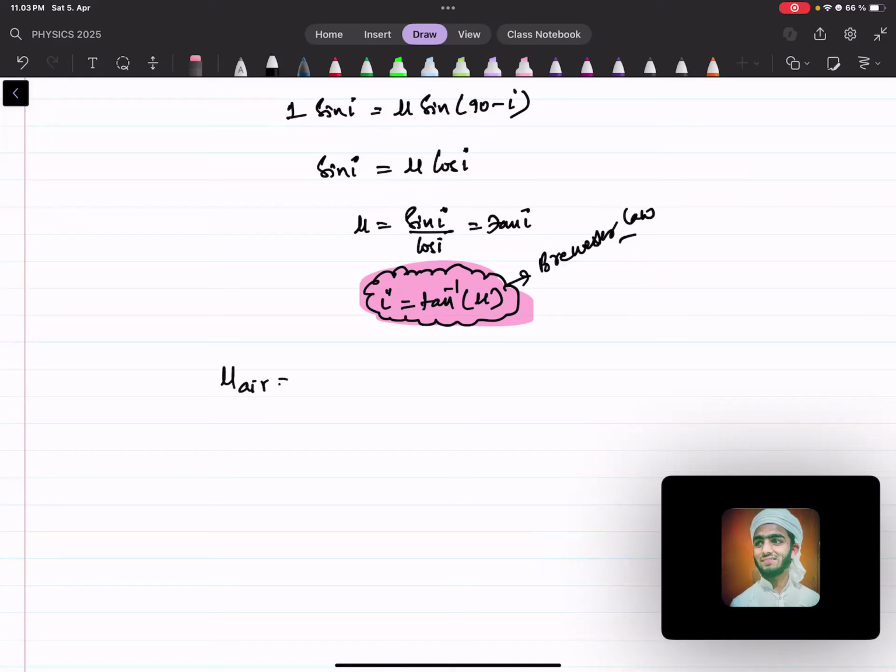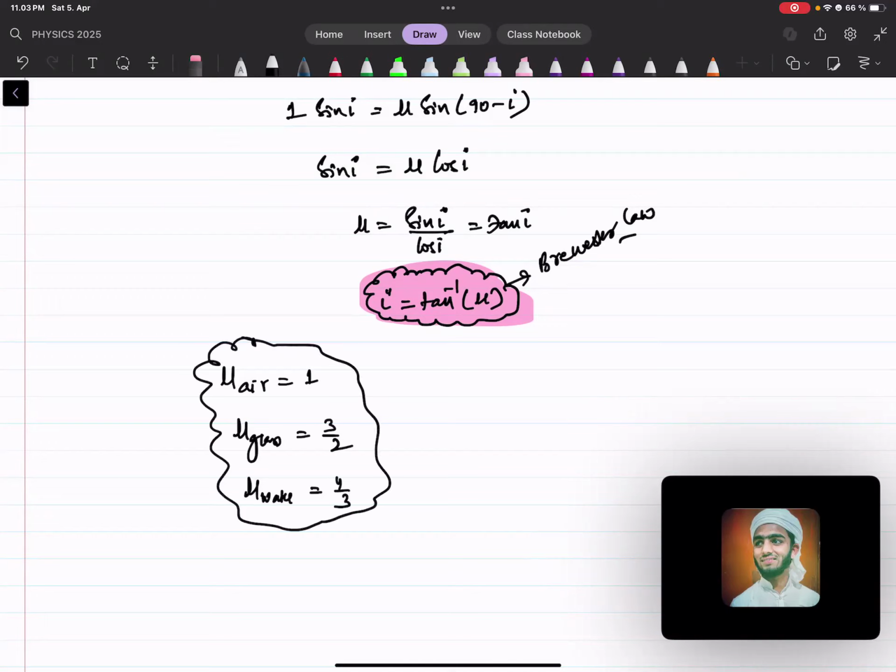Refractive index of air is 1. Refractive index of glass, if it is not given, is 3 by 2. Refractive index of water will be equal to 4 by 3. These values you need to remember. Clear?